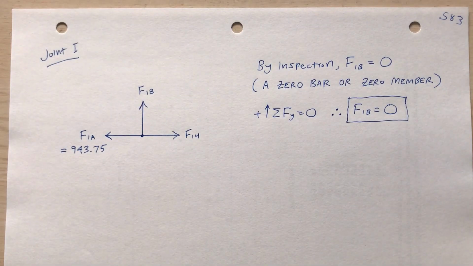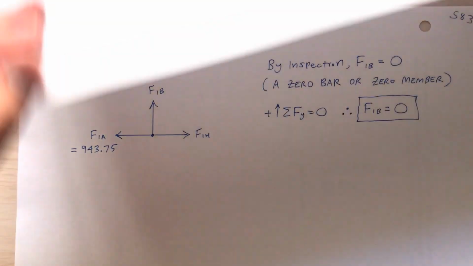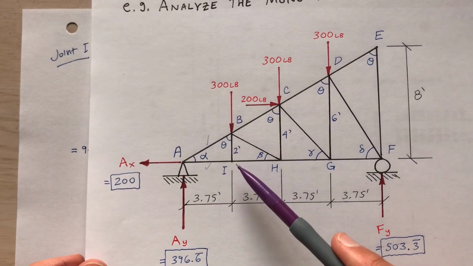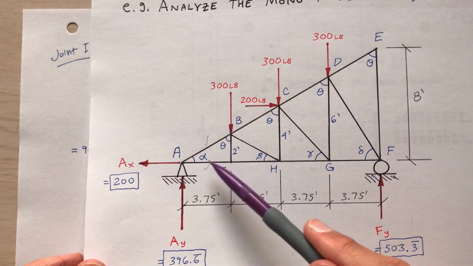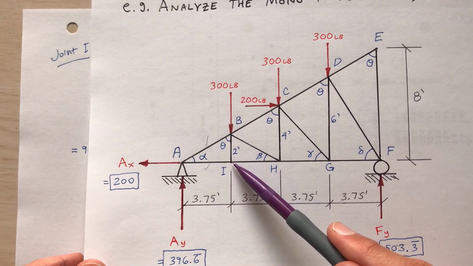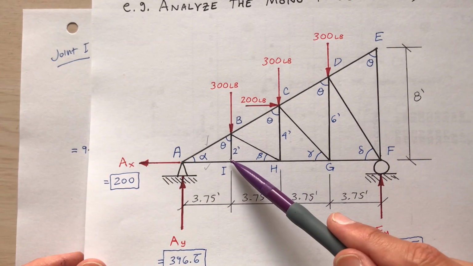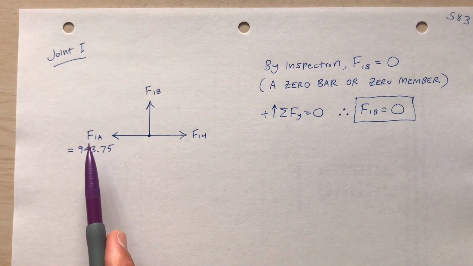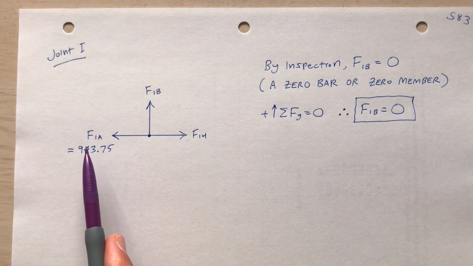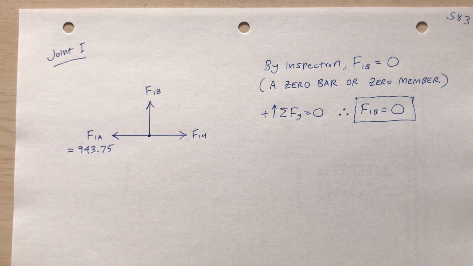And now I take joint I off to the side. You see this? Joint I. Here's my original drawing. Joint I, I've got the force in IA going in the direction to the left, IH going direction to the right. Again, I'm assuming tension. IB direction going up. That's what I've got here. The F sub IA is the same as F sub AI, which I determined a moment ago. I found that to be 943.75.